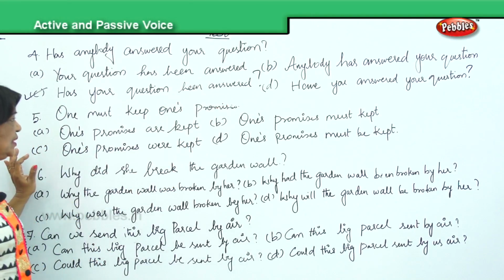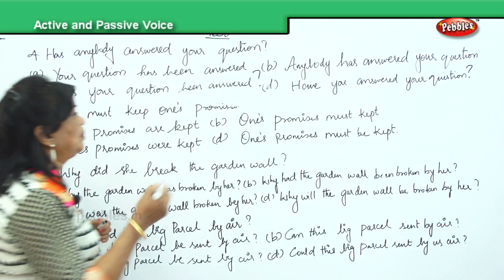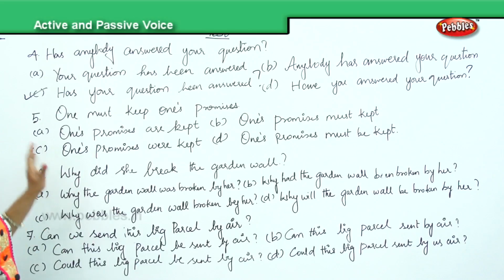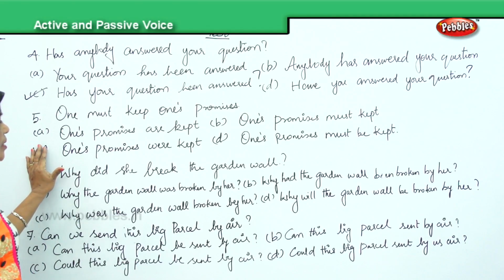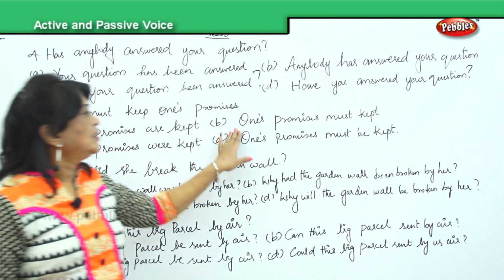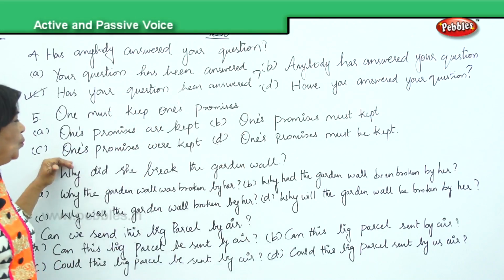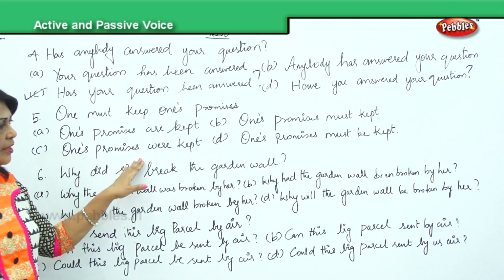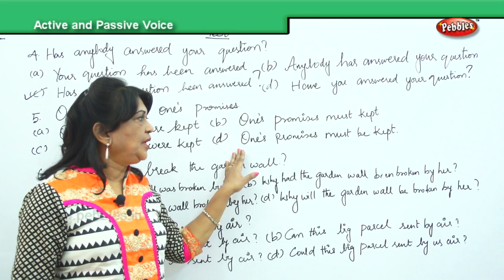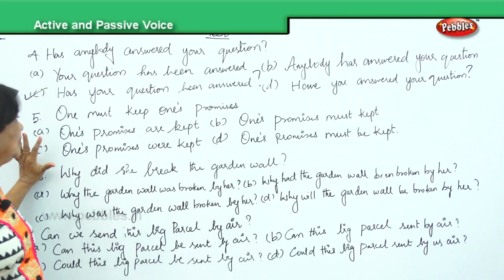Next one. One must keep one's promises. Now we have 4 options. One's promises are kept. One's promises must kept. One's promises were kept. One's promises must be kept. Okay, now think now which is the right option.